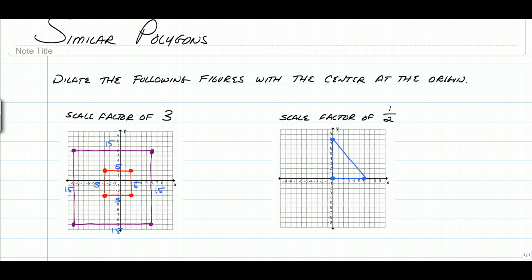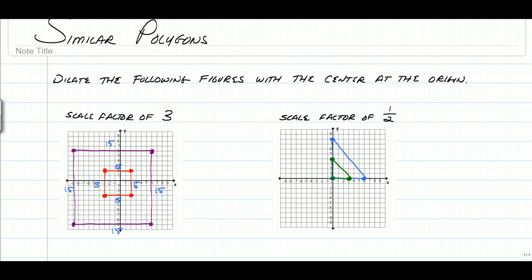You probably already know this one is going to get smaller. 0, 0: we can't make that any smaller. 6, 0, half of that would be 3, 0. And this point is 0, 8; half of that gives us 0, 4. We're going to have another right triangle with its right angle at the origin, and now this one is half the size.